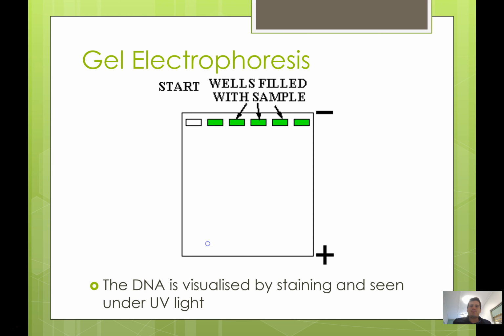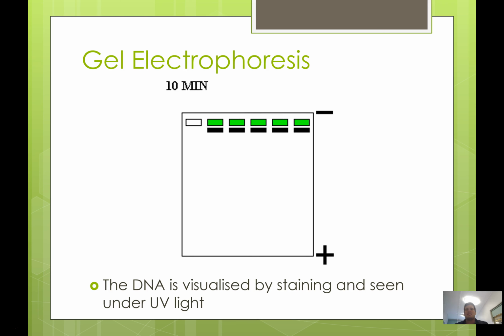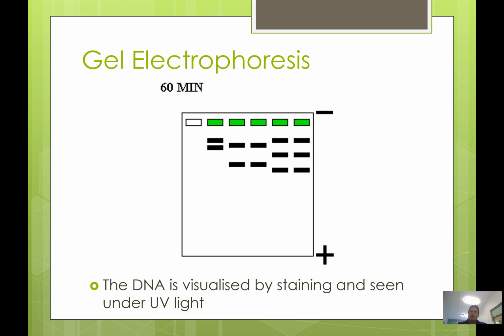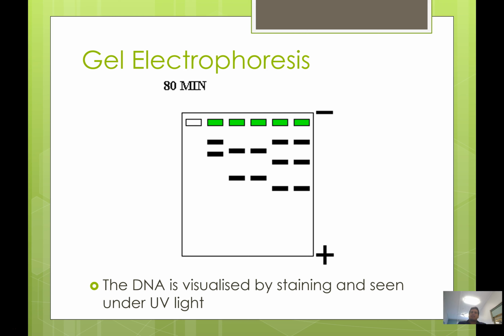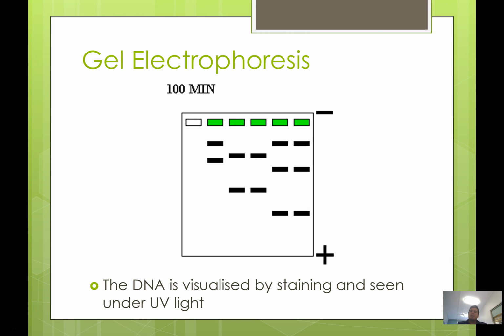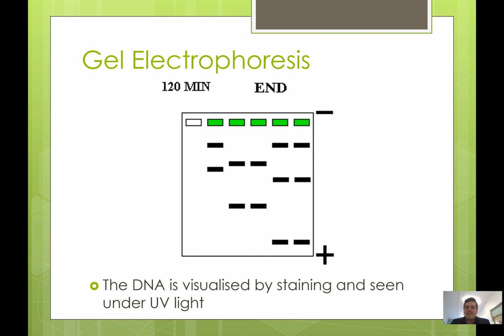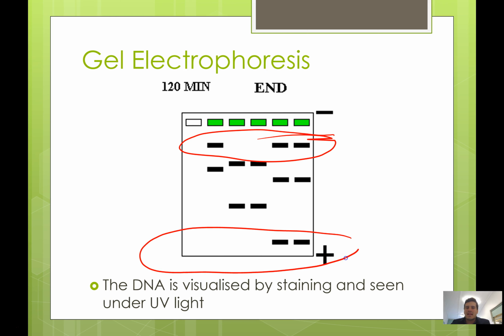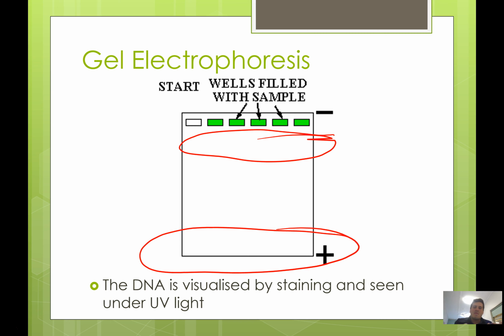Let's watch it happen. So here we have a visualization of a gel electrophoresis. We've added the DNA to the wells on the negative side, and after time, the DNA is going to be split up based on the sizes of the fragments. The bigger fragments are going to be left at the top, and the smaller fragments are going to be left at the bottom. Okay? We visualize this DNA using UV light.